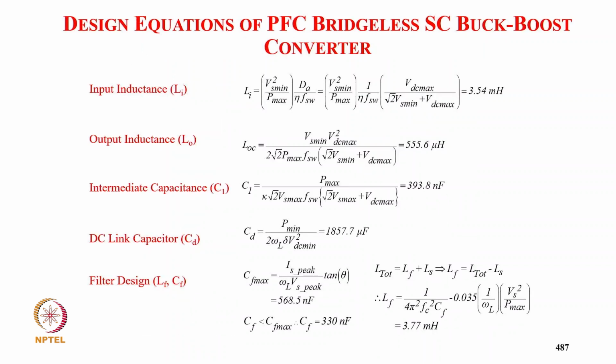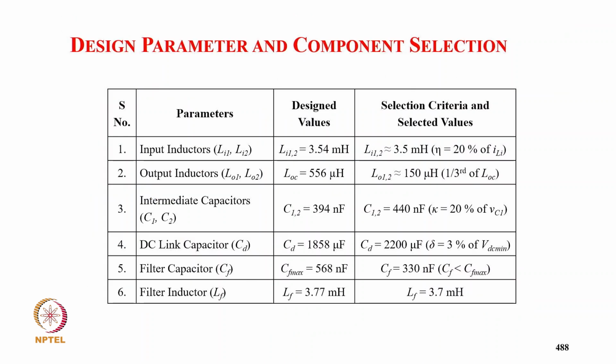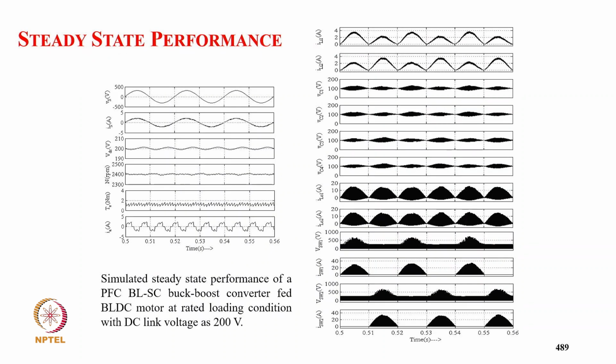And these are typically input inductor 3.54, because of continuous conduction, output inductor 555.6 microhenry, and we select 150 microhenry for this output inductor. And these are the typical waveforms: supply voltage, supply current in phase with supply voltage, then almost sinusoidal, unity power factor, DC link voltage, then speed, then torque and current, winding current.